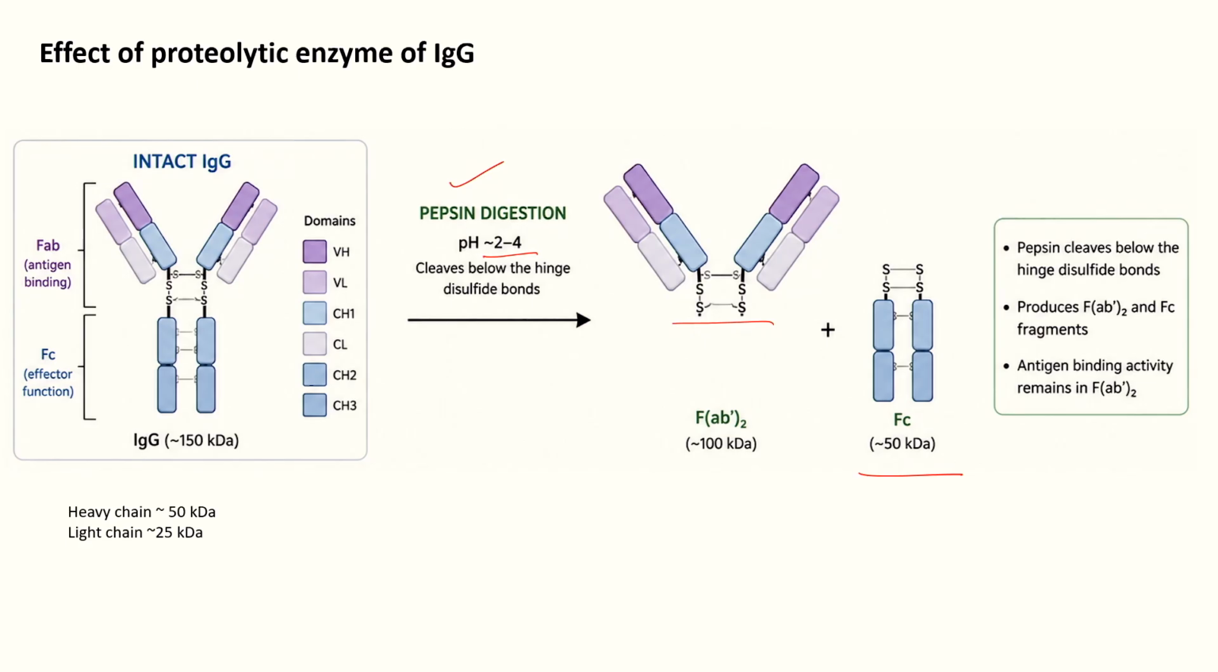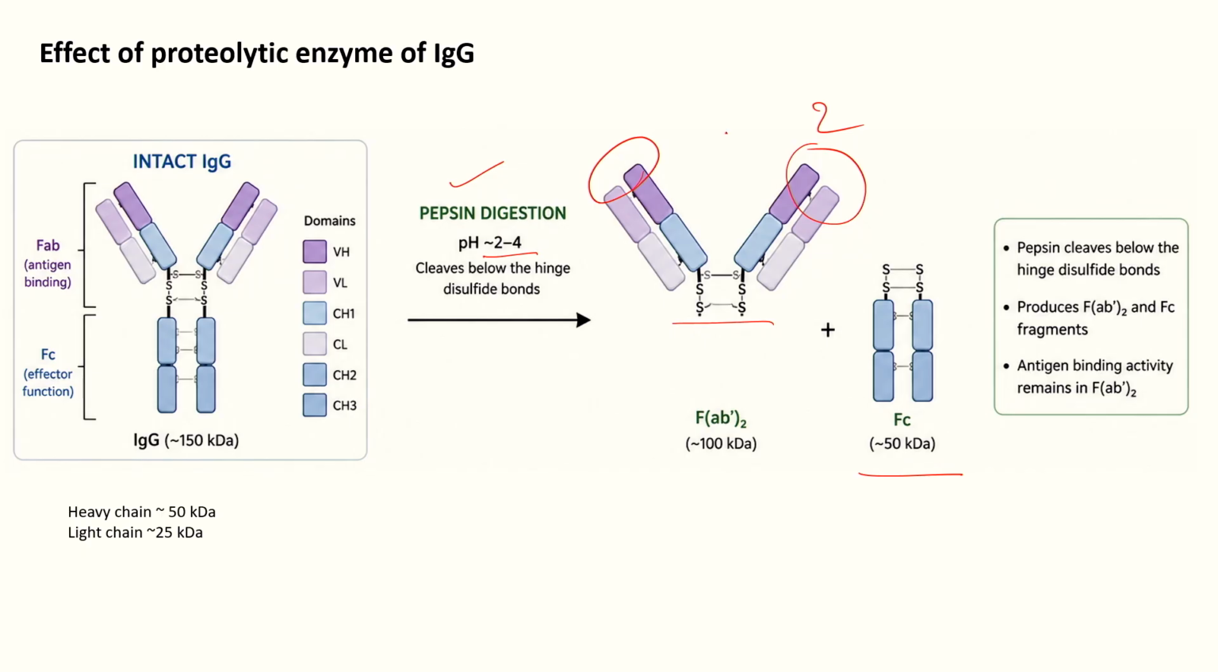So the major difference between the papain and the pepsin digestion is the pepsin-created FAB fragment is more active, and it can bind to 2 distinct antigen moieties because the complementarity determining regions are actually 2, so 1 plus 1, and therefore we can see better binding affinity.